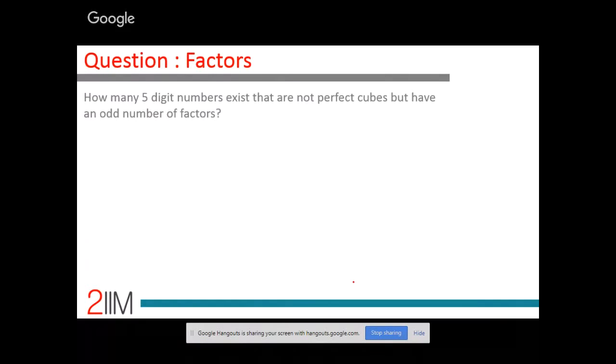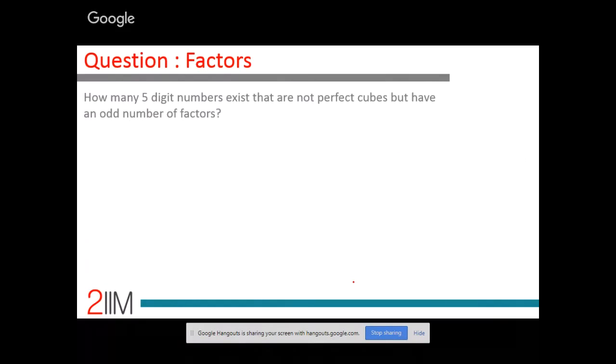How many 5-digit numbers exist that are not perfect cubes but have an odd number of factors? Which are not perfect cubes, that is simple to get. We know what that means. But have an odd number of factors. What does that mean?